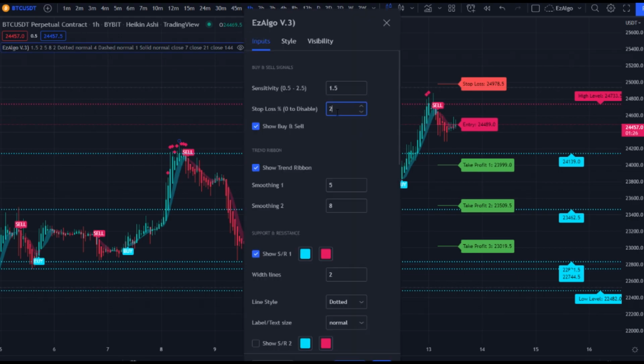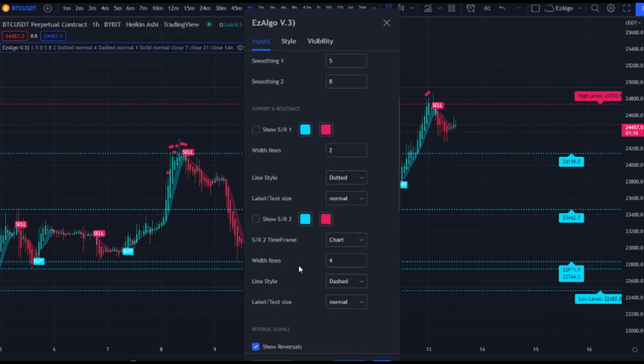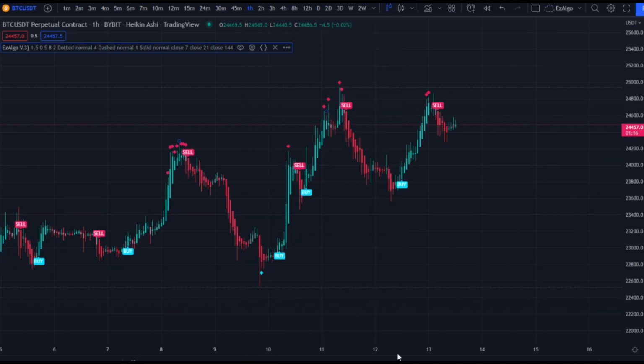First thing we're going to do is turn off the automatic stop loss and take profit. We're not going to be using that in this strategy. We're also not going to be using the trend ribbon or the SR1 or the reversal signals. So we're only going to be using the buy and sell signals to start. And you'll notice right off the bat that I'm on the 1 hour time frame.